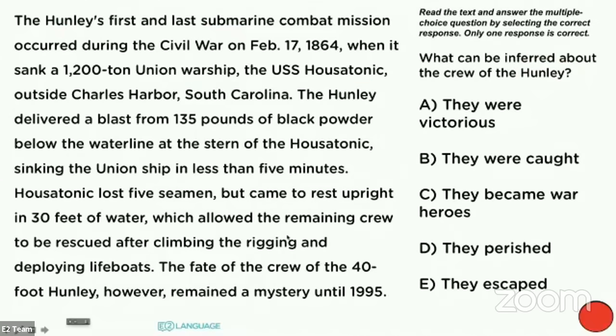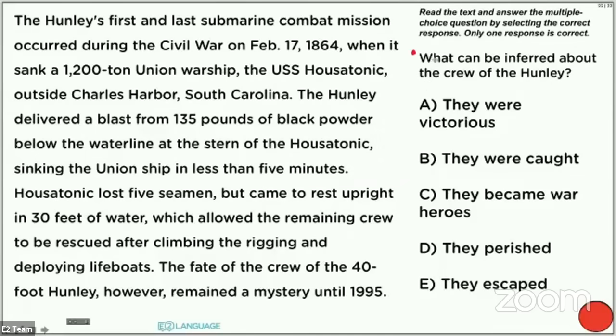Let me take you through this one and show you what the answer is. So, what can be inferred about the crew of the Hunley? It's not going to say it explicitly. We're going to have to read between the lines. So the Hunley crew were victorious. The Hunley crew were caught. The Hunley crew became war heroes. The Hunley crew perished or died. That's another word for perish. Or they escaped.